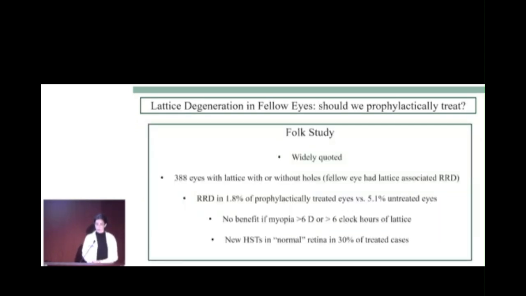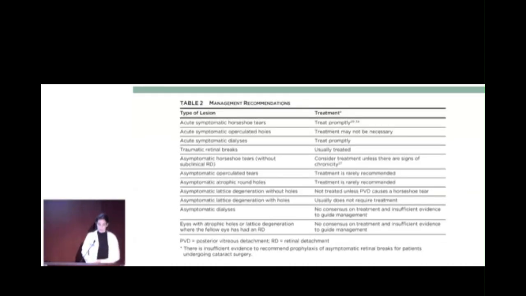But this is the widely quoted study by Dr. Folk that looked at this. And the argument was to treat all of the lattice. But as you can see, there are some limitations in that because the benefit is lost at certain refractive error. And then, like I said before, 30 to 50% can have new breaks, especially with a new PVD in untreated retina. You can also refer to the end of the preferred practice pattern. The table nicely summarizes everything we discussed today.